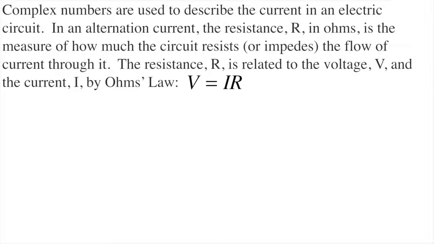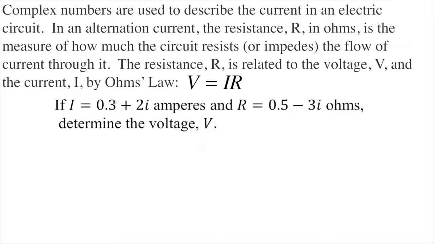All right, now we can use these complex numbers. You use them a lot whenever you're dealing with electrical currents. Here's our big thing, Ohm's law. The voltage is equal to the resistance times the current. So if we have the current, which is our I value here, and this one is the resistance, we want to determine the voltage, so we're going to multiply these two together.